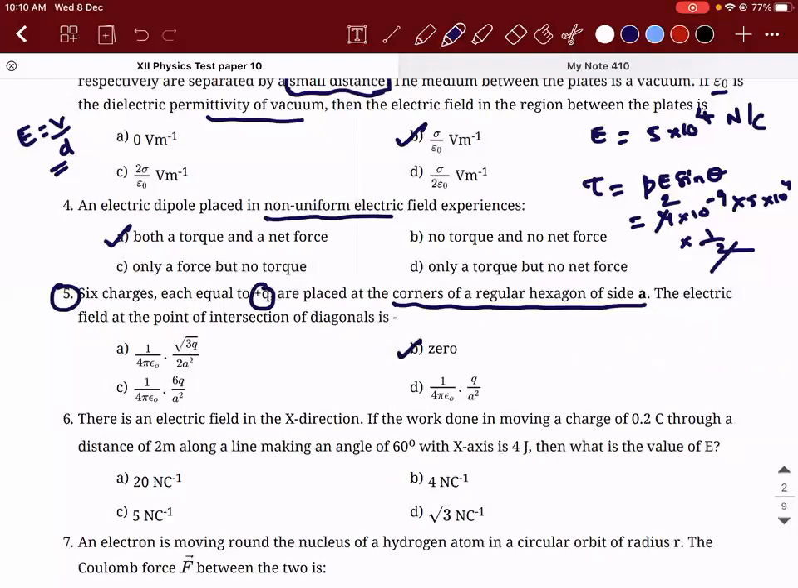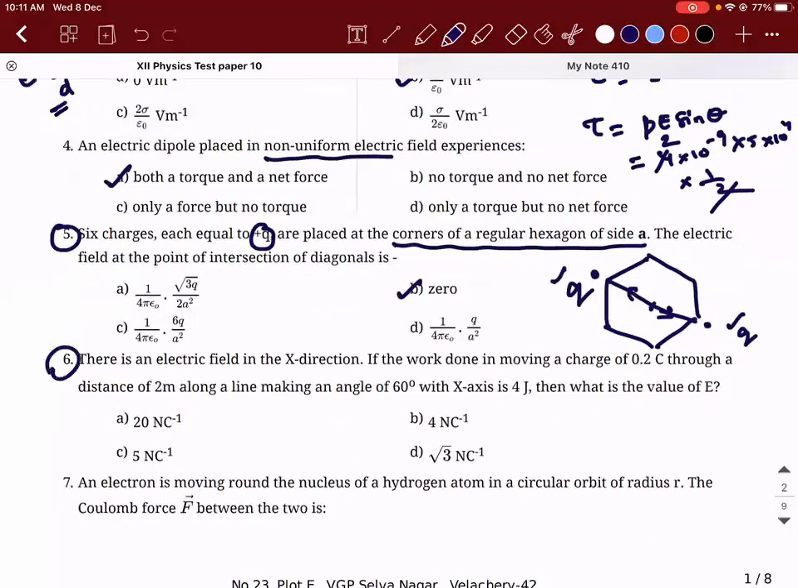Just to explain, okay? What exactly is going to happen? This point and this point are exactly opposite to each other, so the forces will also be opposite to each other. Since the charges are of the same magnitude, the electric field will also be of the same value, but in opposite direction. So they get cancelled out, right? Answer is 0.